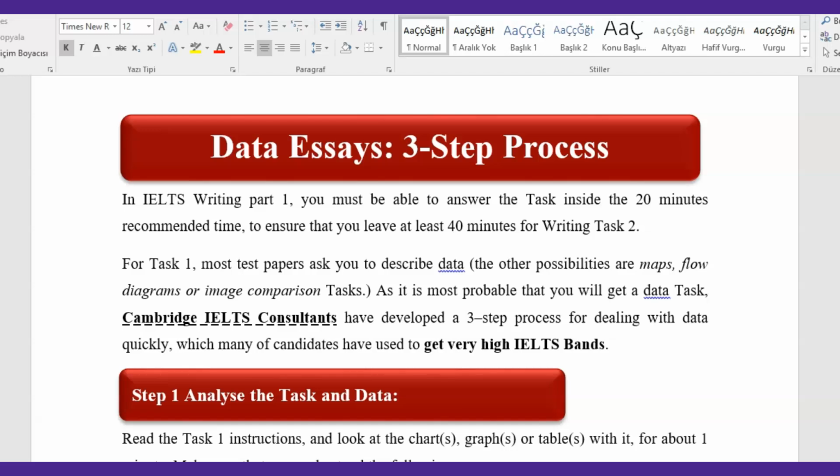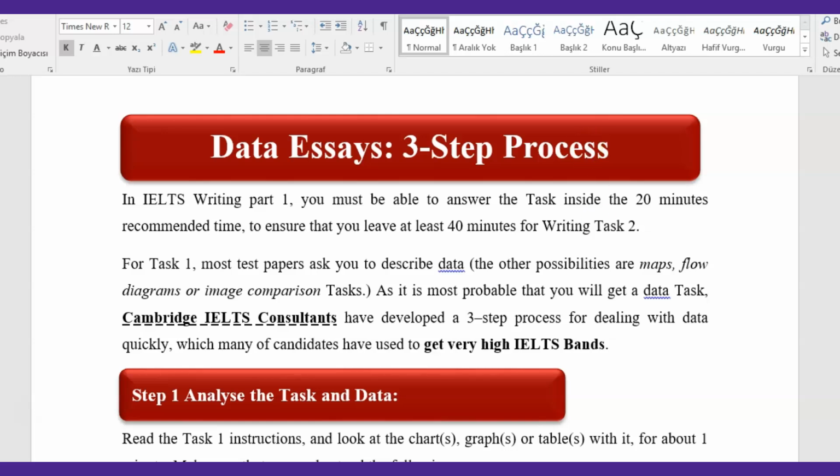Hello, it's IELTS with me tutorial, and today I'm going to show you how to write a Band 9 essay for your IELTS writing task 1, okay? And in this module, we are going to learn more about data essays and analyze a three-step process, okay? Let's start. Regarding data essays and the method of the three-step process.